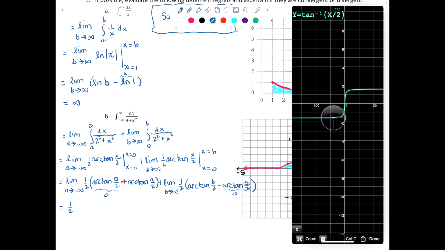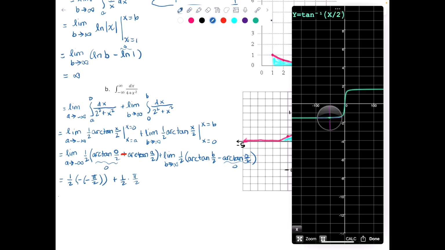You're going to get 1/2 times negative pi over 2, because it's 0 minus pi over 2. And then on the other one, we would get plus pi over 2 times a half. So putting this together, we'll get pi over 4 plus pi over 4, which is 2 pi's over 4, which is pi over 2. So what did we find out?